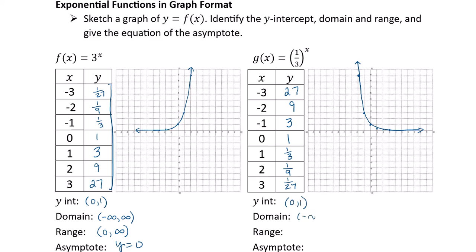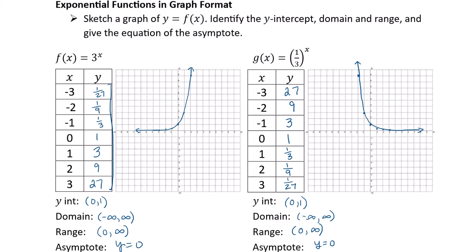The domain, again, x is in the exponent, and it can be any number, negative infinity to infinity. The range, by looking at our graph, we see is 0 to positive infinity, not including 0. And again, the asymptote is y equals 0.